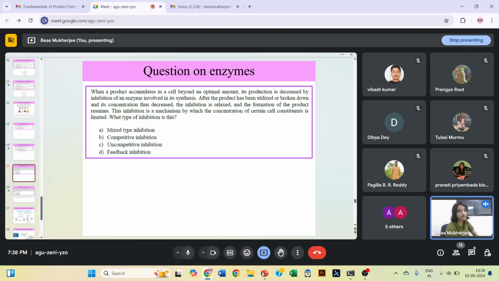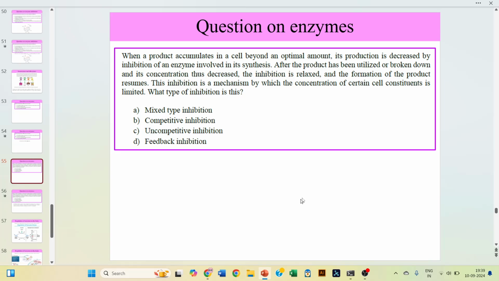So this is a question on enzymes. When a product accumulates, okay, so you are saying that it is feedback inhibition. So when a product accumulates in a cell beyond an optimal amount, its production is decreased by inhibition of an enzyme involved in its synthesis. After the product has been utilized or broken down and its concentration is decreased, the inhibition is relaxed and the formation of the product resumes. This inhibition is a mechanism by which the concentration of certain cell constituents is limited. What type of inhibition is this? Yes, very good. This is feedback inhibition or product inhibition.